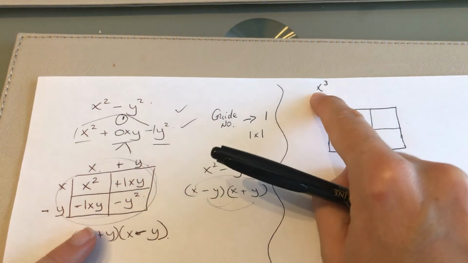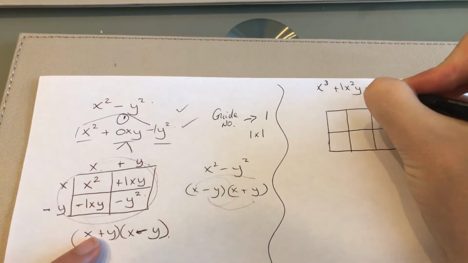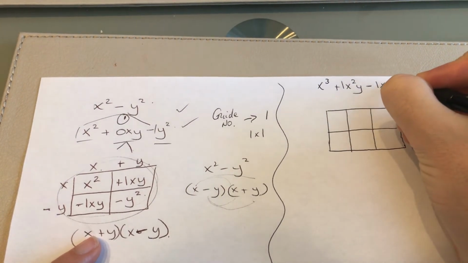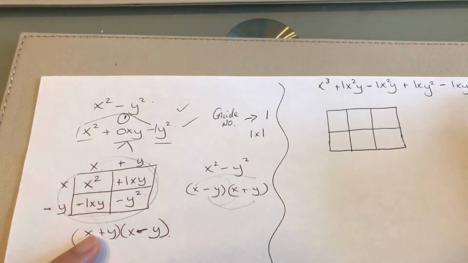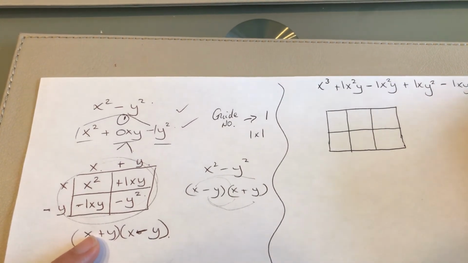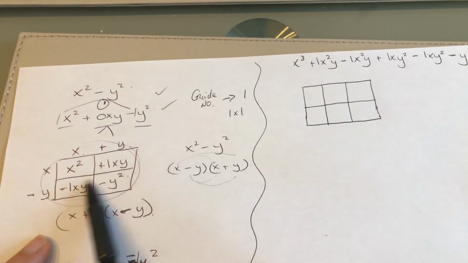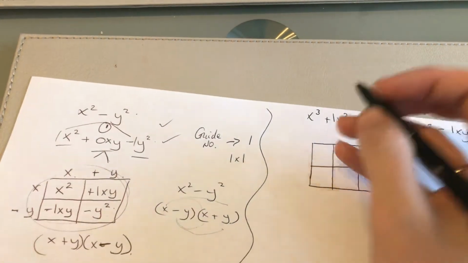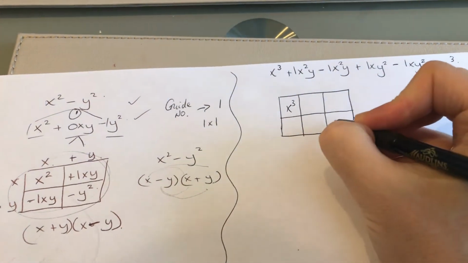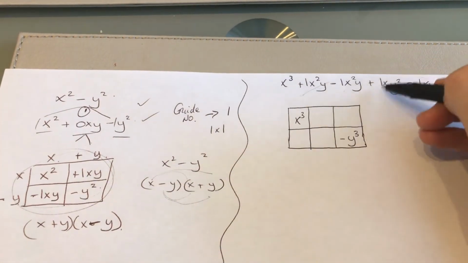So if we look at an x cubed, let's add a 1x squared y and subtract a 1x squared y. Let's add a 1xy squared. Let's subtract a 1xy squared. And let's subtract a y cubed. So I'm just using this idea here to get this long bit here. So the x cubed is here, the minus y cubed is here, and look, I've done nothing. They all cancel off. I've actually done nothing.